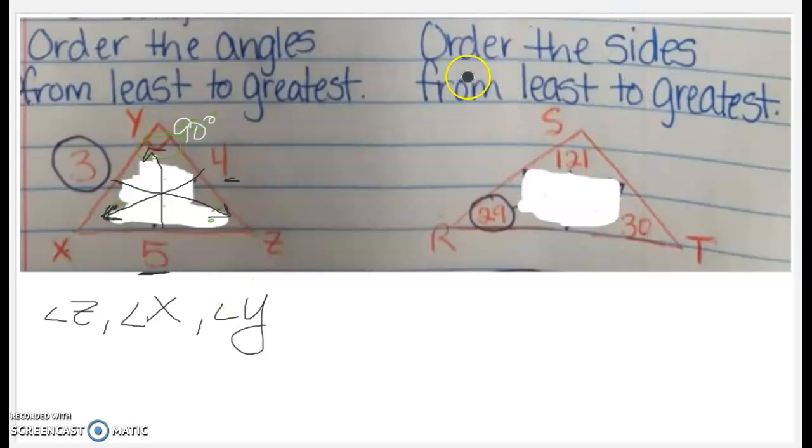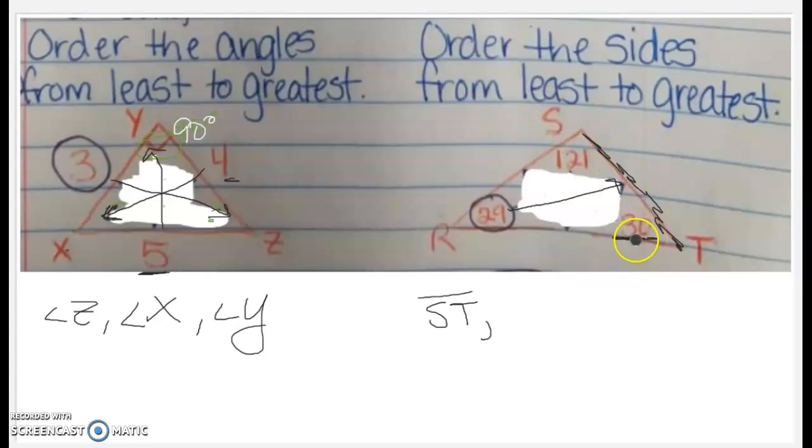Then we have vice versa. Order the sides from least to greatest, except for one problem. I don't have any side lengths. I do have the angle measures though, and 29 is circled because it's my smallest angle measure. I'm going to look directly across from 29 and I see this segment ST. That means ST is my shortest segment. And I'm using the notation we learned in Unit 1 with the segment piece above it.